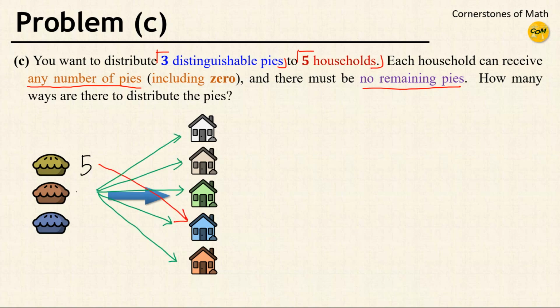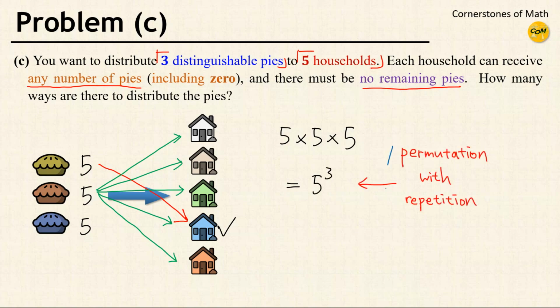Since each household can receive any number of pies, the second pie still has 5 households to go, including this household that has been already chosen. The same goes for the third pie as well. So the number of cases is now 5 times 5 times 5, or 5 cubed. This is the permutation with repetition. That is, the number of ways to choose 3 from 5 distinct elements and arrange them linearly. So here we have 125 ways.